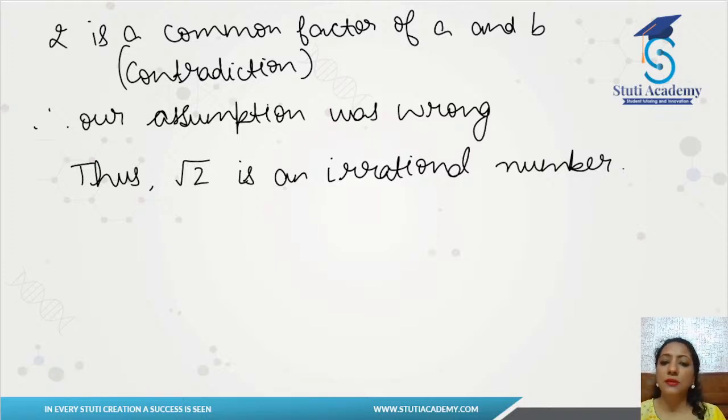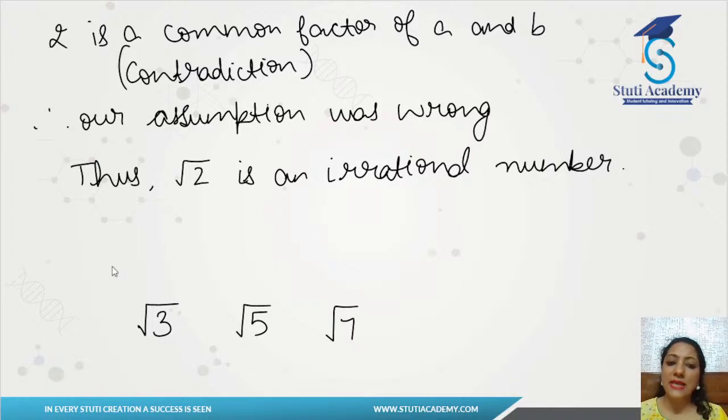Children, I hope you have all understood this. And the same proof holds for square root of all the prime numbers. The same thing holds for square root of 3, square root of 5, square root of 7. So you can just follow similar steps and do the proofs on the same lines. So in the exam, you can be asked to prove root 3 is irrational, root 5 is irrational, root 7 is irrational, like this.